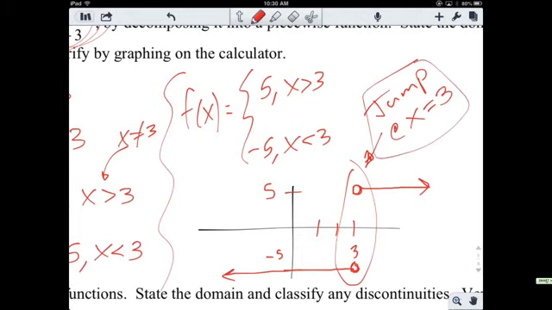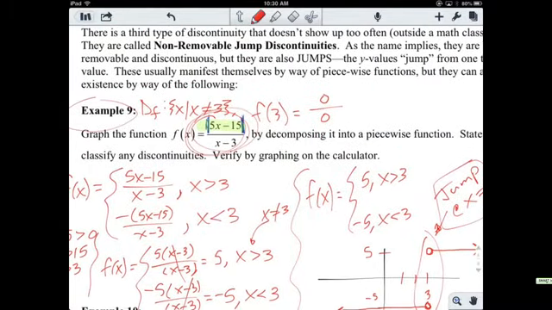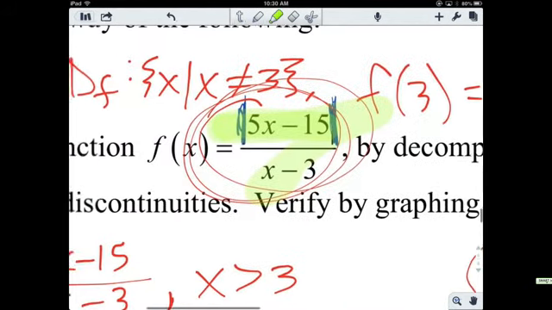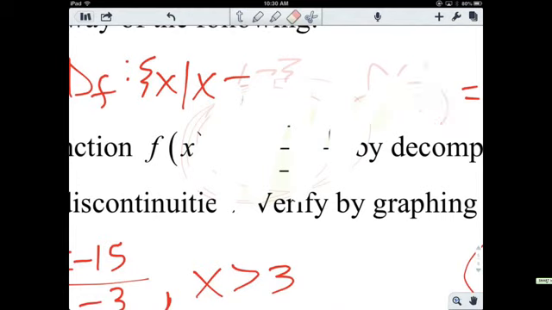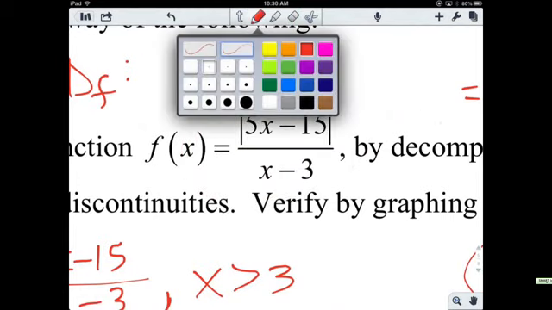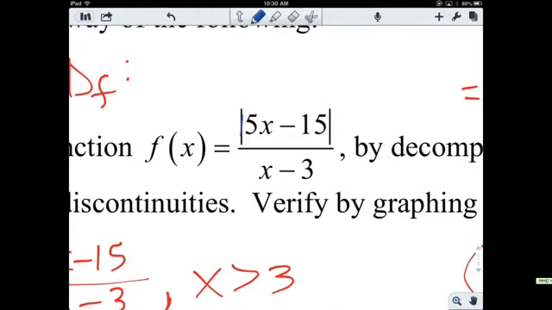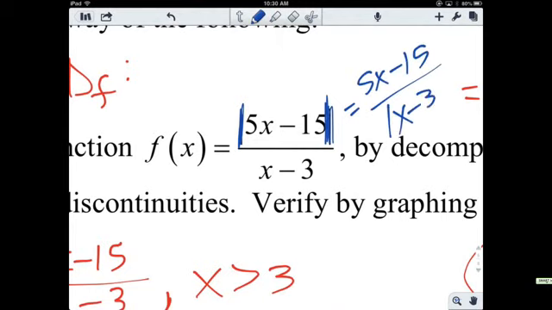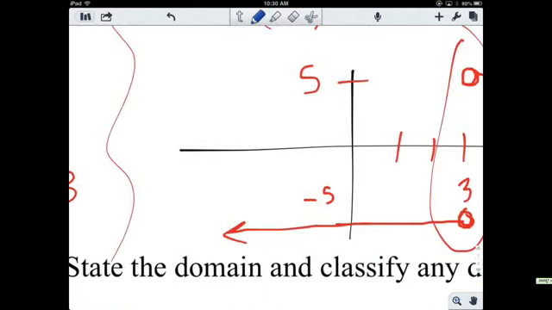So here's what you do in the future. If it looks like a rational function, it's a ratio of two functions, and one of them has an absolute value, if one of them has the mark. And you'll see in the notes that you'll have an example where the absolute value is in the denominator. It doesn't matter where the absolute value is. This could have been 5x minus 15 over the absolute value of x minus 3. As long as one of them has the absolute value and the other one doesn't, then one of them is always going to be positive and the other one is going to be positive or negative, which is what causes that symmetrical y value, in this case of 5 and negative 5.